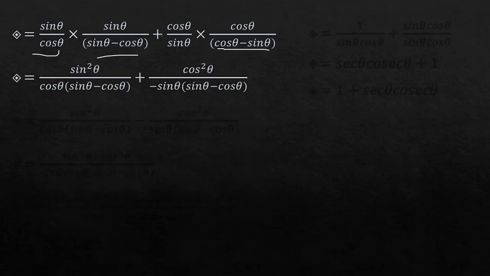Okay, so again solving, sin theta into sin theta becomes sin square theta, and these multiply down, cos theta into sin theta minus cos theta. Next, cos theta into cos theta becomes cos square theta, and here sin theta into cos theta minus sin theta. Here, see what you have to do.